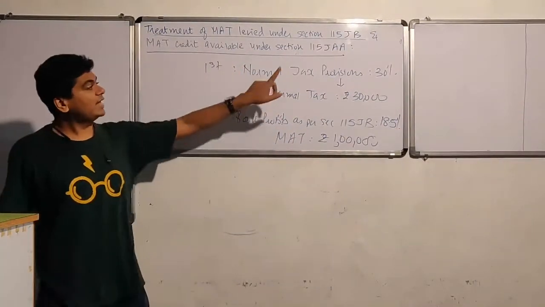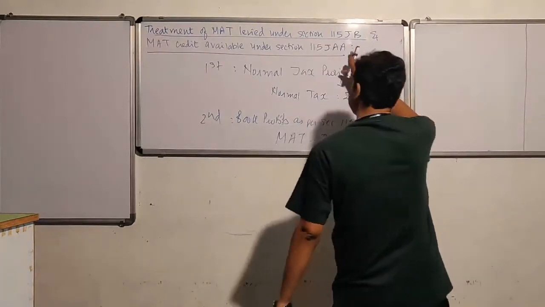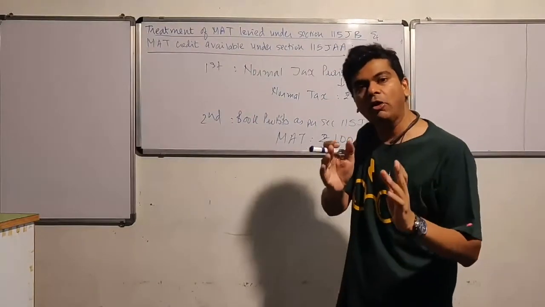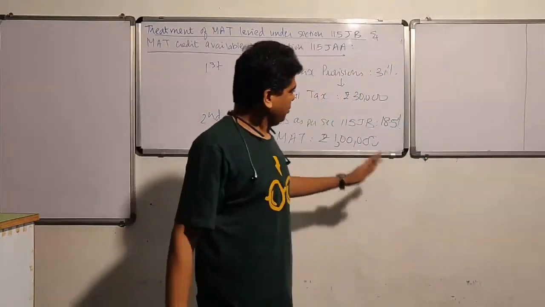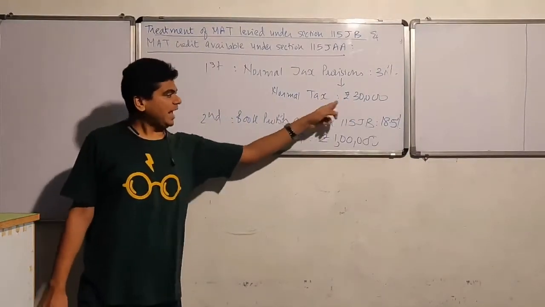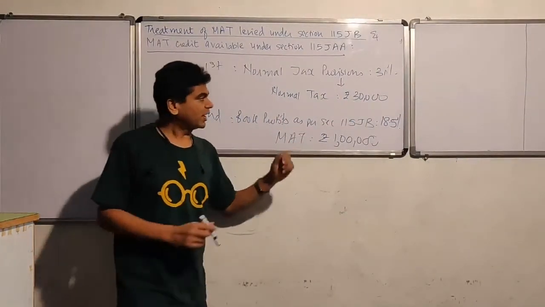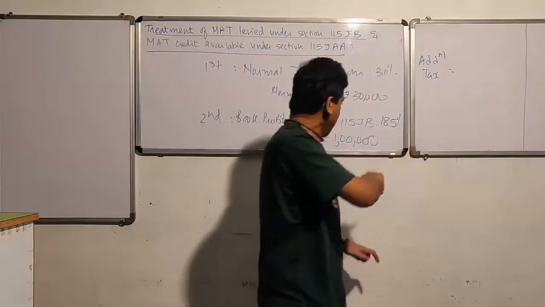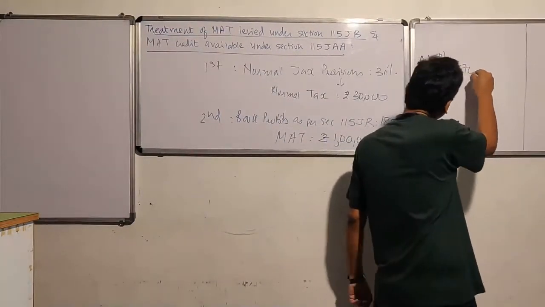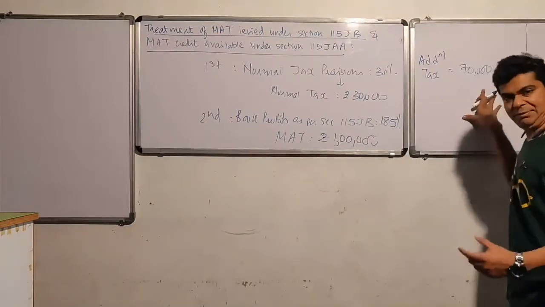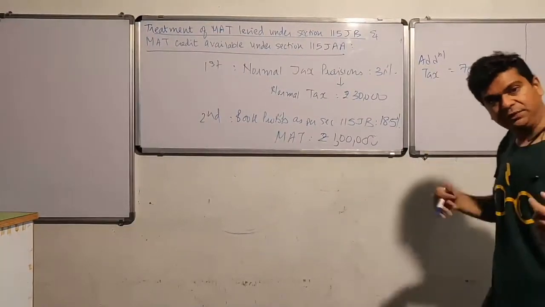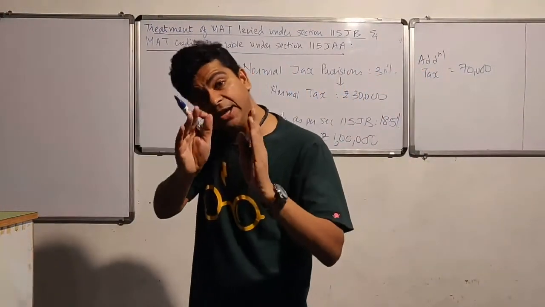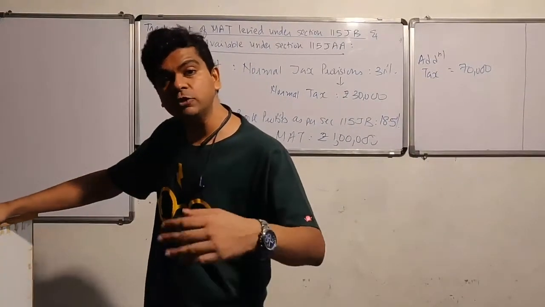Second issue. We also have something known as section 115 JAA. What happens in section 115 JAA is that whatever additional tax you are paying, a credit of that will be available. As you can observe in our illustration, the normal tax is 30,000 while the minimum alternate tax is 1 lakh. So I just want to know the additional tax that I am paying. By observation, the additional tax is 70,000 rupees. So I am paying 70,000 rupees extra. This is known as MAT credit, and this MAT credit can be carried forward and set off against the payment of future taxes.